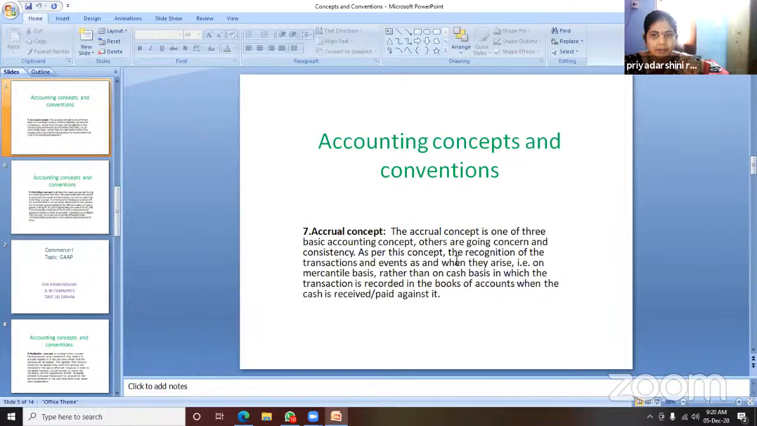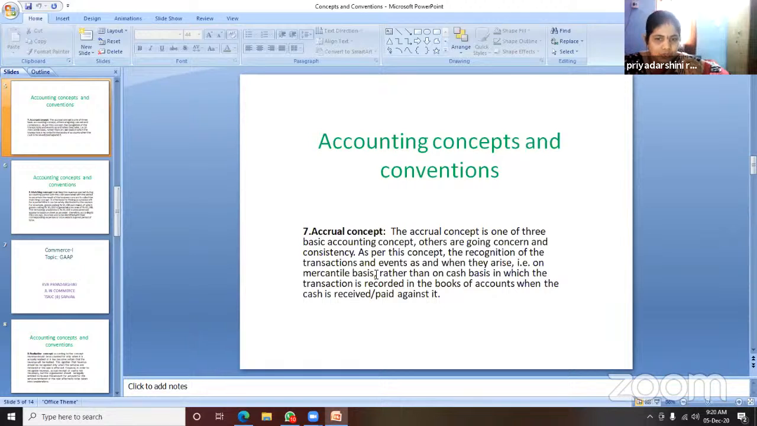As per this concept, the recognition of the transactions and events as and when they arise, that is on a mercantile basis rather than on cash basis. In accounting, we have the cash system of accounting and the mercantile system of accounting. Under the cash system of accounting, only the cash transactions are considered. Whereas under the mercantile or accrual system of accounting, we consider even the transaction if we are not able to receive the amount or it is due to pay.